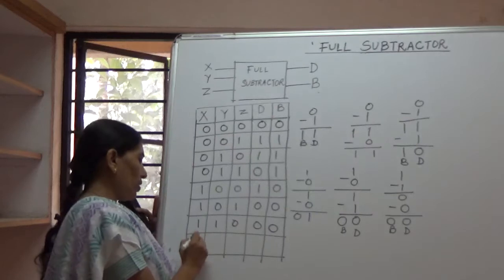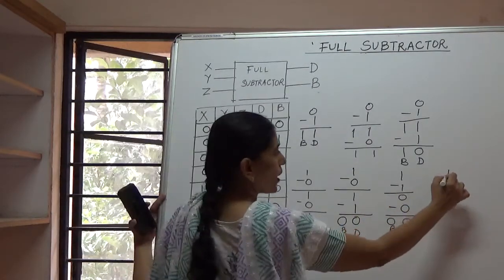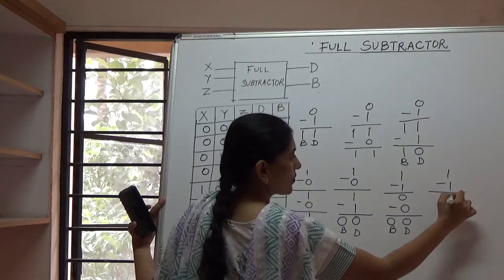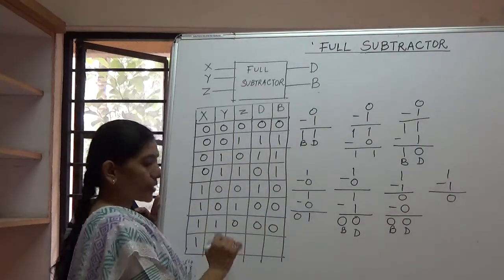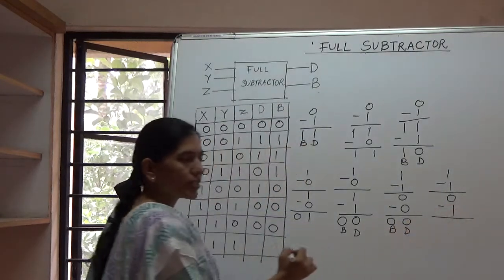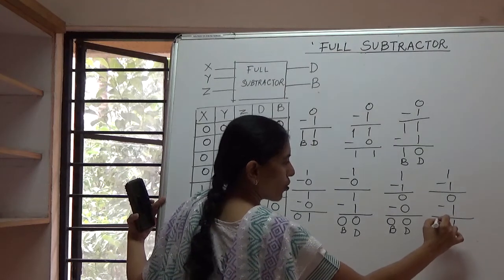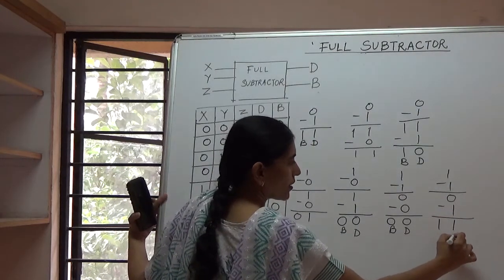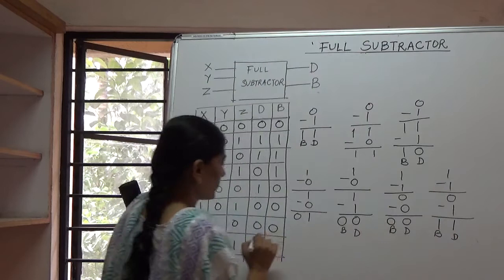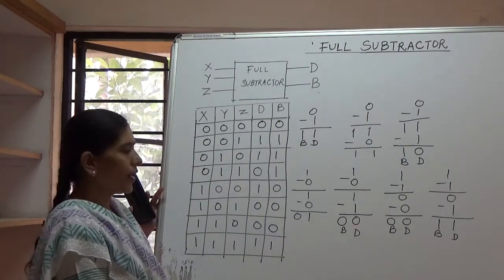And the last combination is 1, 1, 1. So 1 minus 1, difference is 0. Subtracting another 1 from this. Now we are subtracting 1 from the 0. So the difference will be a 1 and the borrow bit will also become a 1. So both these outputs will be 1, 1.